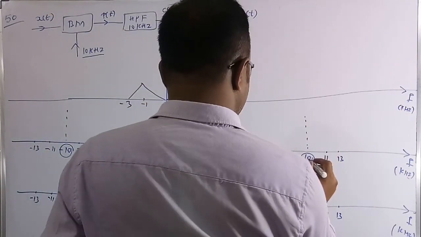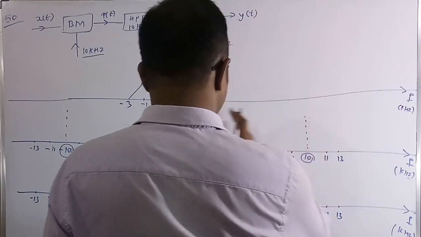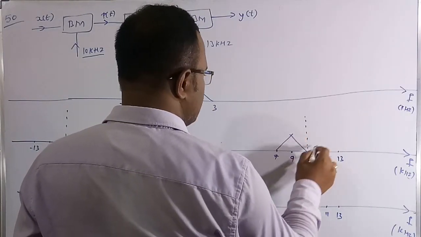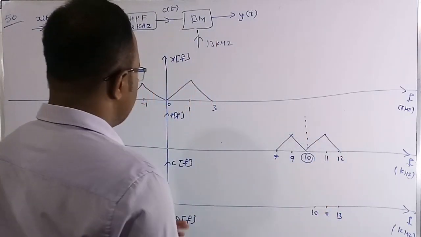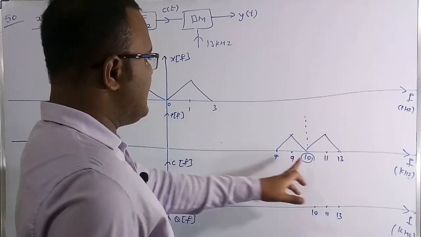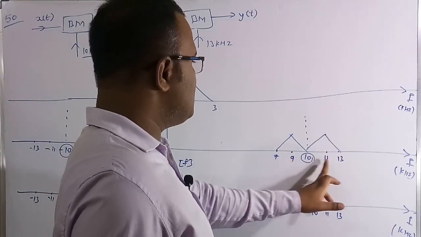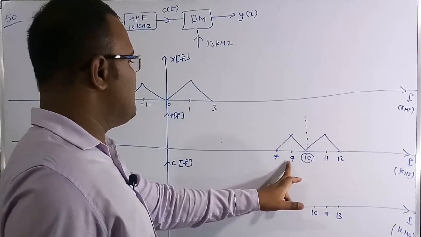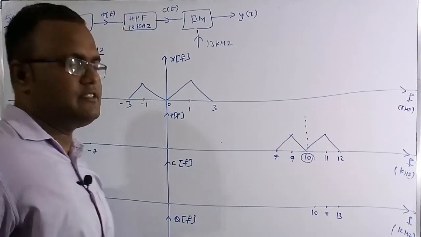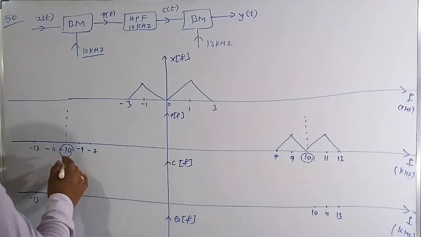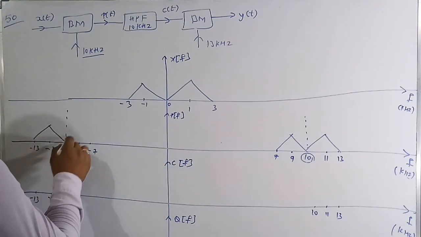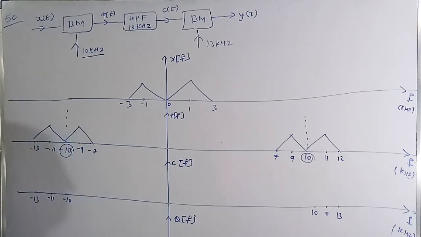So I am going to take this as the center and draw the same figure like this one. This is the figure we are going to get. Plus 1 and plus 3 means 10 plus 1 is 11, 10 plus 3 is 13. And for minus 1, 10 minus 1 is 9, 10 minus 3 is 7. The same figure we need to draw here also, just take the mirror image. This is the figure we are going to get.